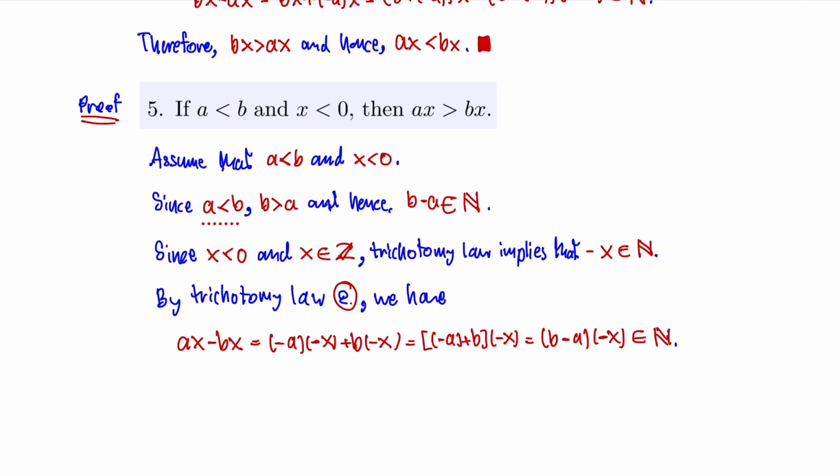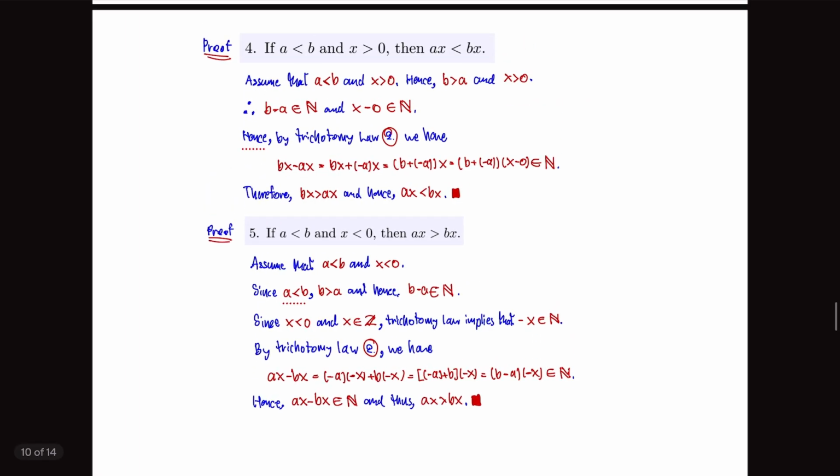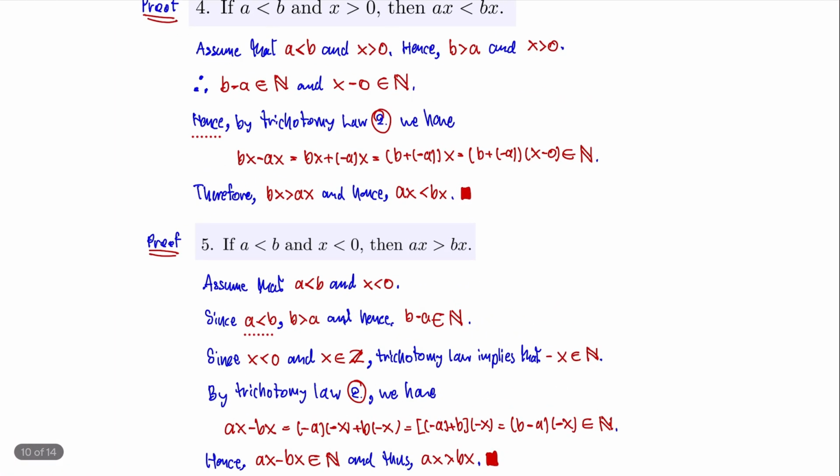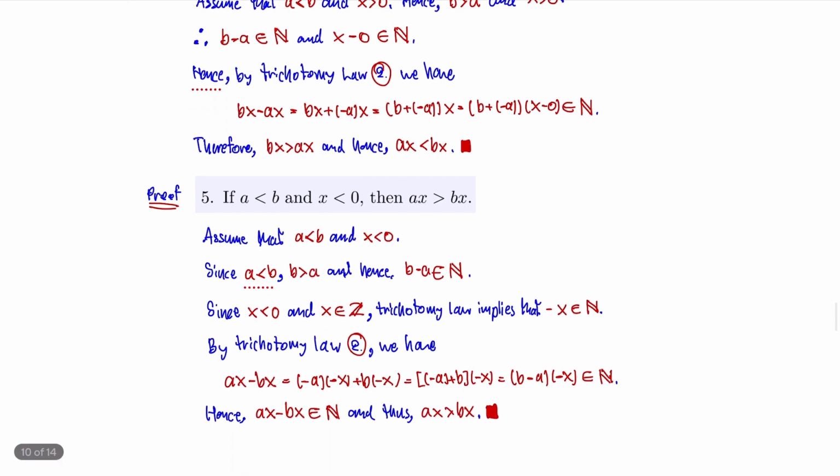Hence, right now we have shown that ax minus bx is in the set of natural numbers, and thus we have shown that ax is greater than bx. Alright, so we have proved the properties of inequalities of integers by using the trichotomy law and the definition of inequality.